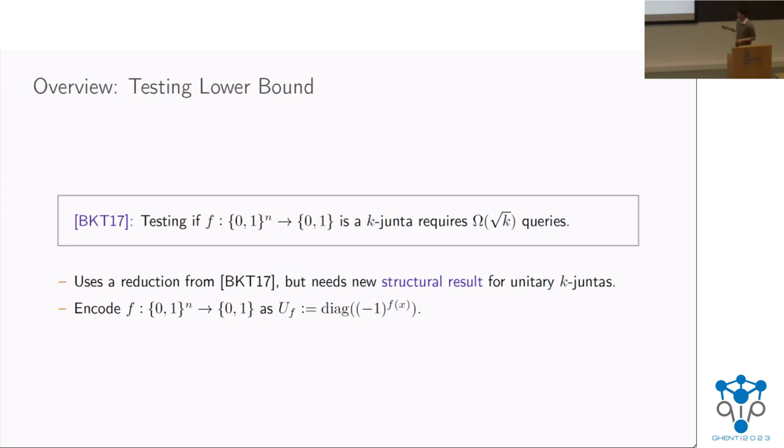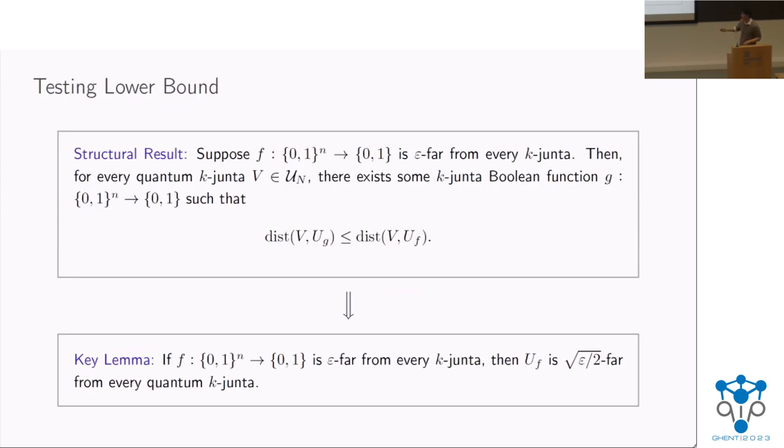And now I'll talk about the lower bound. We want to show that this takes at least square root k queries, and there's a very natural result to reduce from. In particular, testing if a Boolean function is a k-junta or far from a k-junta takes square root k queries. We reduce from this by encoding a Boolean function along the diagonal of a unitary matrix. Given a Boolean function f, we'll encode it in the following way. What we would like to show is this key lemma here: if f is far from a Boolean k-junta, then U_f is also far from every quantum k-junta.